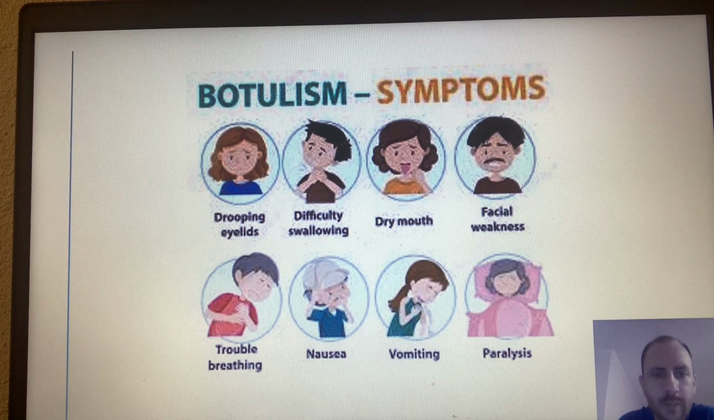Some of the earlier symptoms are mentioned here, from dry mouth to nausea, vomiting, and as these symptoms progress, anything related to muscle or muscle movement, which is most of the body, you start to see symptoms of drooping eyelids, from the tiniest to the biggest muscles, difficulty swallowing, trouble breathing due to the diaphragm not being able to contract, and eventually paralysis.